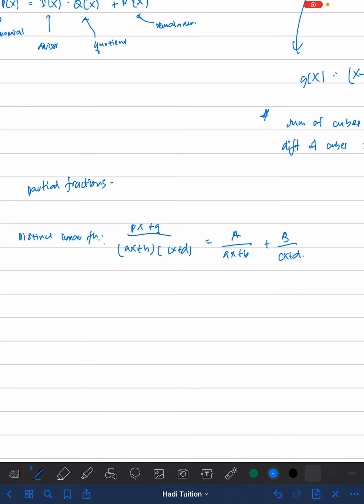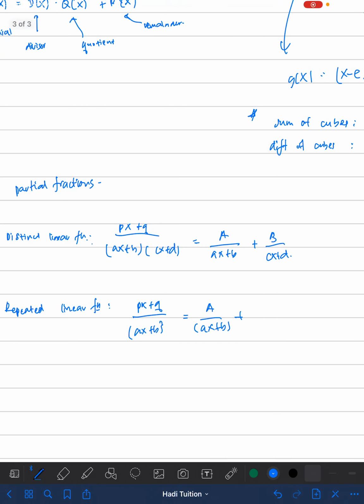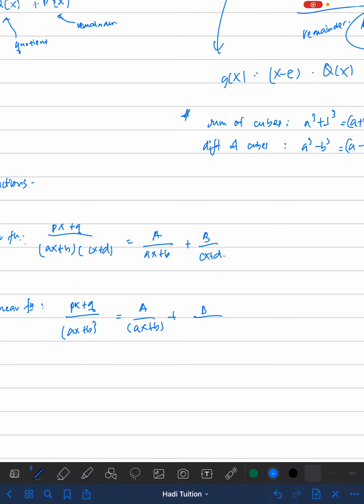Secondly, you have repeated linear functions, where px plus q over ax plus b squared is given by A over ax plus b plus B over ax plus b squared.